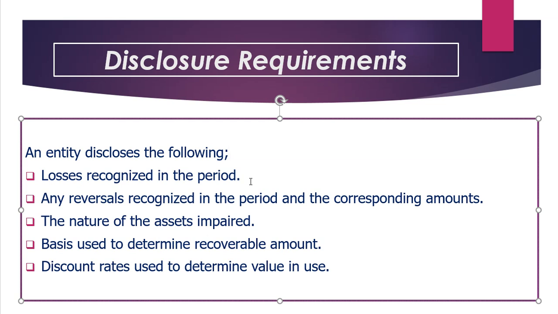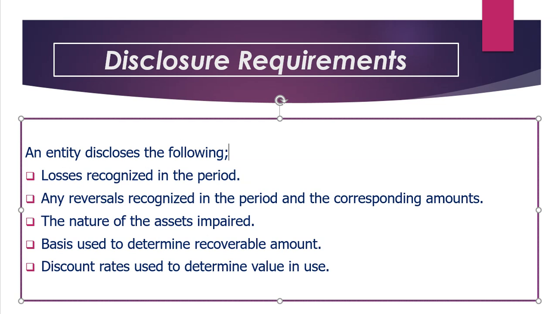Two, any impairment reversals recognized and their corresponding amounts. If an impairment, for example, is reversed, that incident must be disclosed also. Then three, the nature of the assets that got impaired should also be disclosed. Then the basis or the premise used to determine the recoverable amount, but also the discount rates used to determine the value in use. So now those are the disclosure requirements that must be disclosed by the accountant while preparing the financial statements.